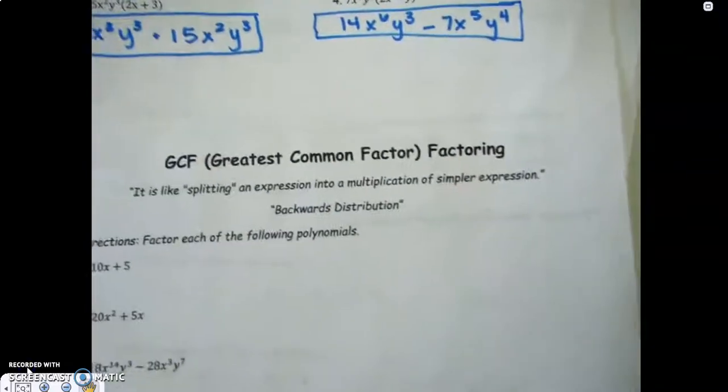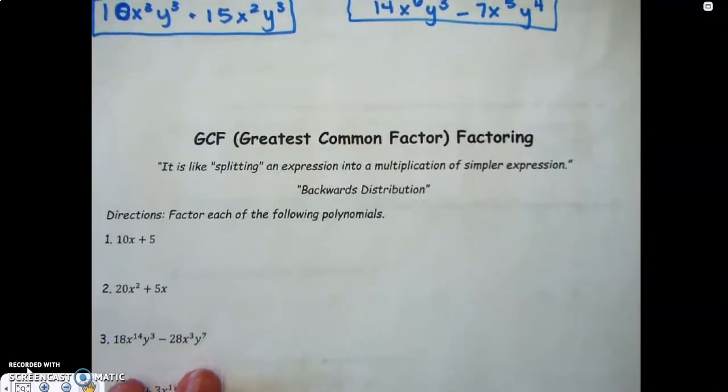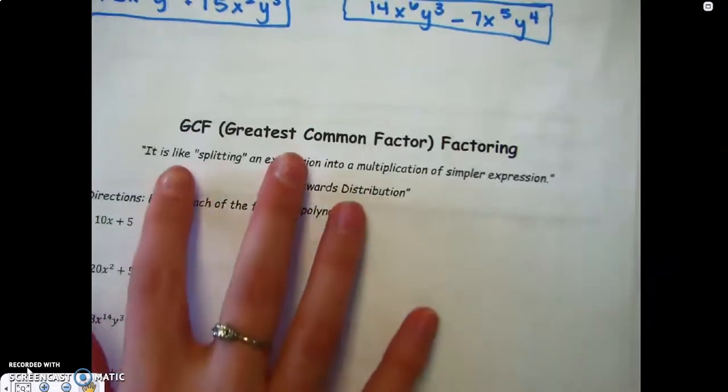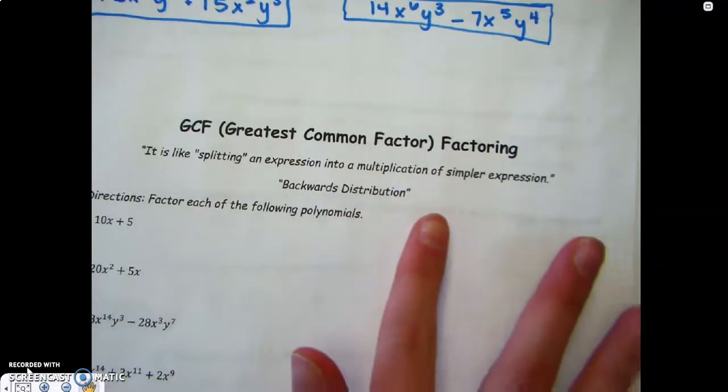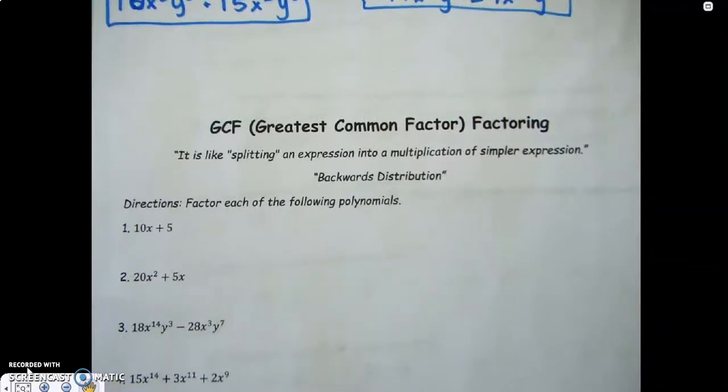So this is what's called greatest common factor factoring. So GCF factoring for short. You've probably heard of greatest common factor before, but it's a factoring strategy, which really just means backwards distribution. So what factoring really means is splitting an expression into a multiplication of simpler expressions. So we're going to take a product and split it into two expressions multiplied together. So that's what this is.